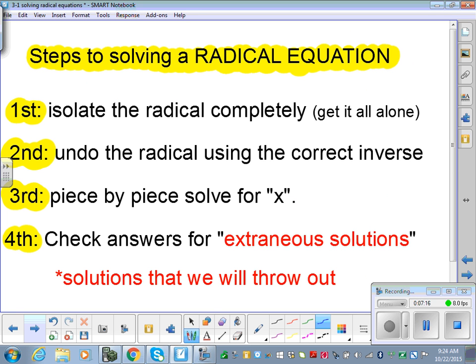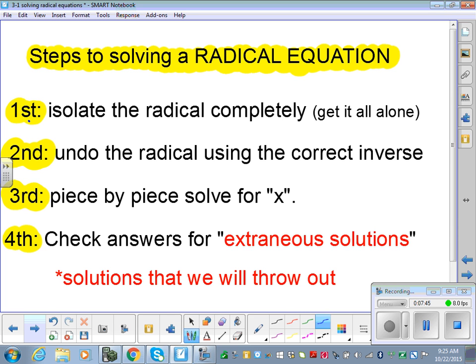You can take a picture because I don't want to wait for you to write it down. So these are the steps to solving a radical equation. First, this is the most important part. First, we must isolate the radical completely, which means we have to get the radical all by itself, completely alone. Nothing added to it, nothing subtracted to it, nothing multiplied or divided to a radical. Then, we'll do that using algebra.